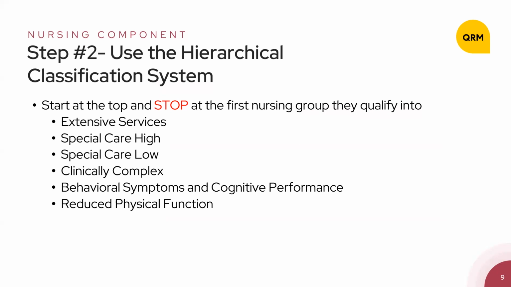After we calculate our function score, then we're going to dive deep into this hierarchy classification system, okay? We're going to start at the top, which is extensive services, and we're going to stop at the first nursing group they qualify into. So we have extensive services, special care high, special care low, clinically complex, behavioral symptoms and cognitive performance, and reduced physical function is at the bottom. If they don't classify into any of the other groups, they will automatically classify into reduced physical function.